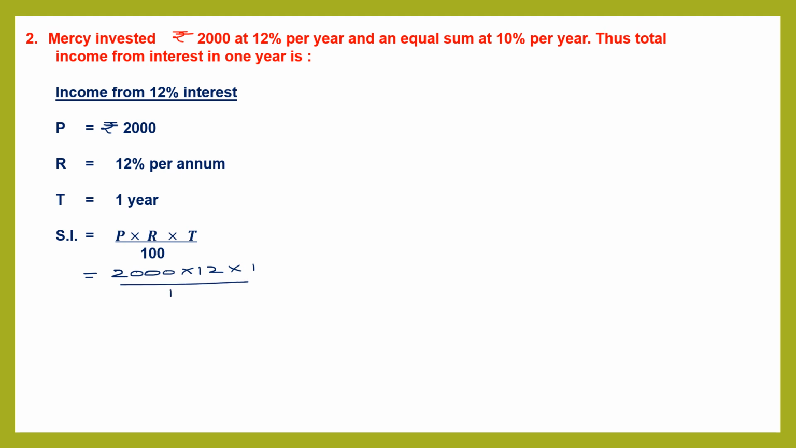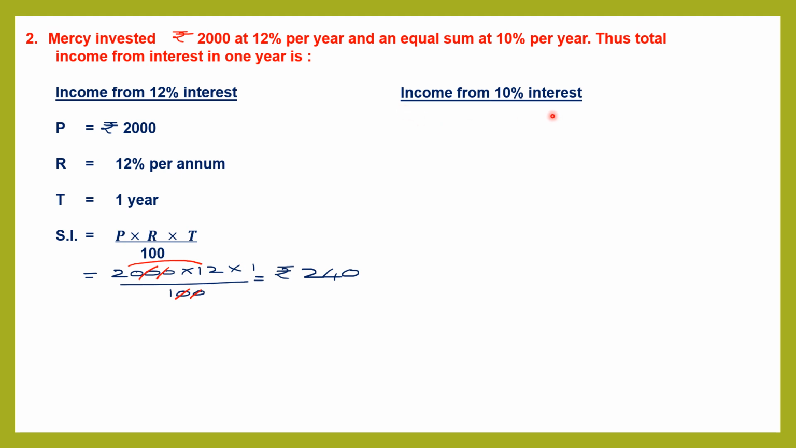Divide this by 100. So here we can cancel these 2 zeros, cancel these 2 zeros. Now we have 20 into 12. Now 12 twos are 24 and a 0. So we've got the simple interest in the first case, that is 240 rupees. Okay, now we have to find the income from 10% interest.